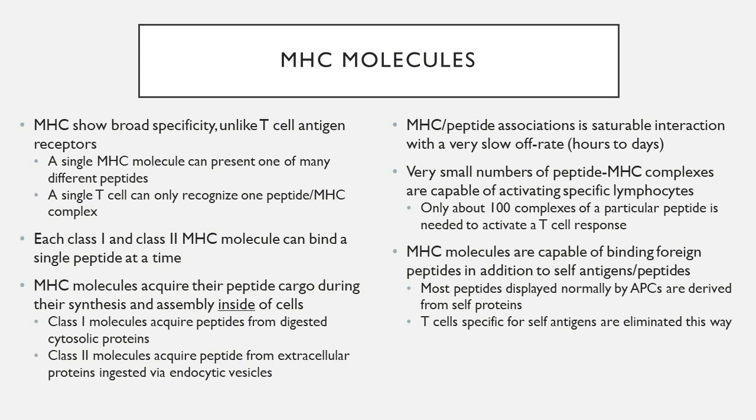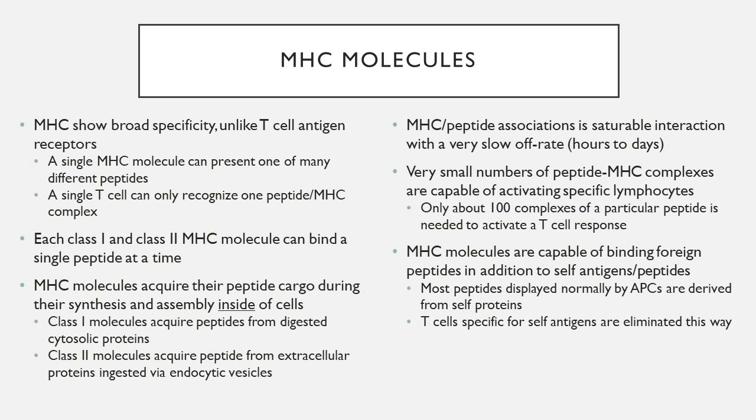For that reason, a single MHC has to be able to present many different peptides. And again, only a single T cell can recognize one specific peptide MHC combination. Now, each class 1 and class 2 MHC molecule can only bind a single peptide at a time. So only one peptide, one antigen, is associated at a given time with an MHC molecule. And this can actually work against us, because studies have shown that different peptides and antigens can outcompete MHC molecules whenever they're presenting on a cell, which can work against the presentation of a specific antigen that's necessary to link up with a specific T cell.